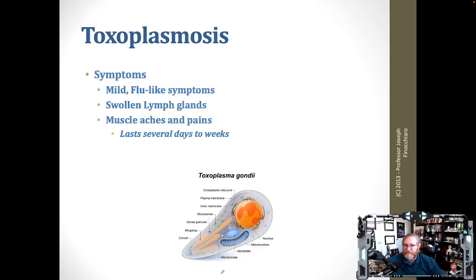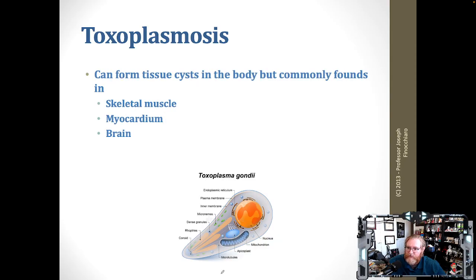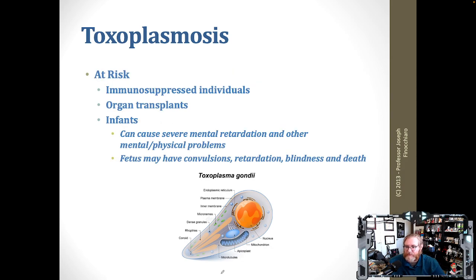Symptoms of toxoplasmosis include mild flu-like symptoms, swollen lymph glands, and muscle aches and pains, and these can last several days to weeks. It can form tissue cysts in the body, but is commonly found in the skeletal muscle, myocardium, and the brain. At risk are individuals who are immunosuppressed, immunocompromised, organ transplant recipients, and infants.